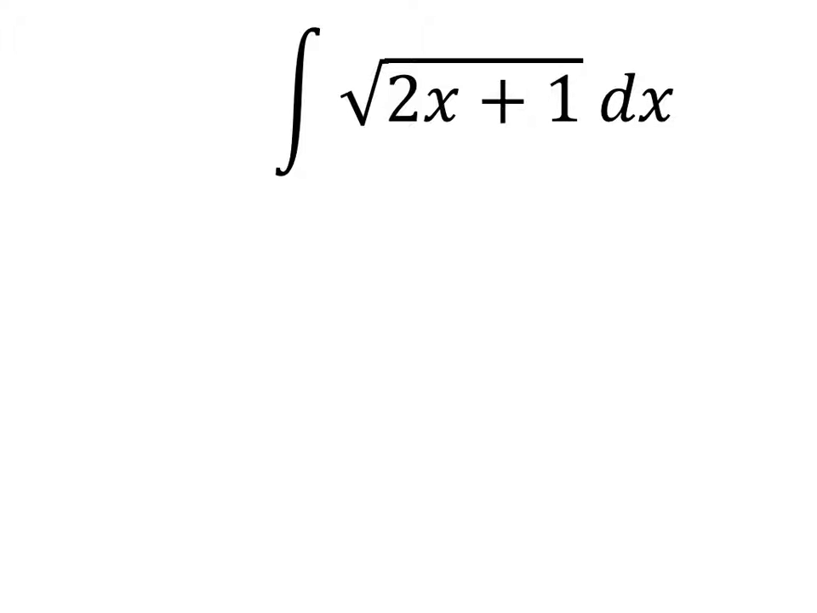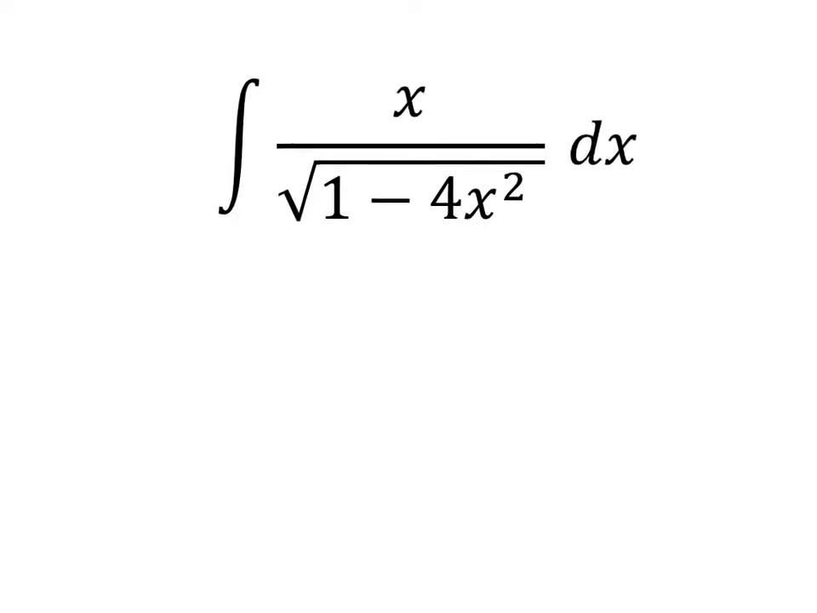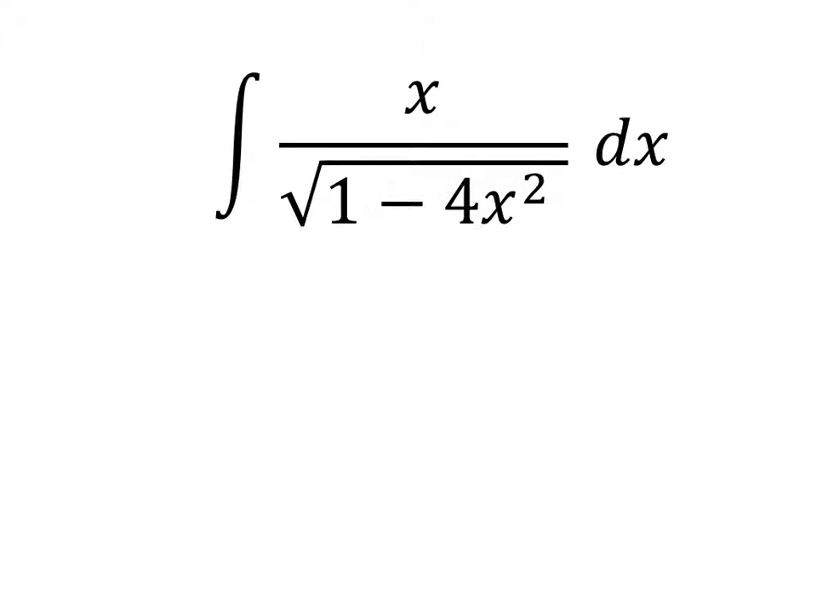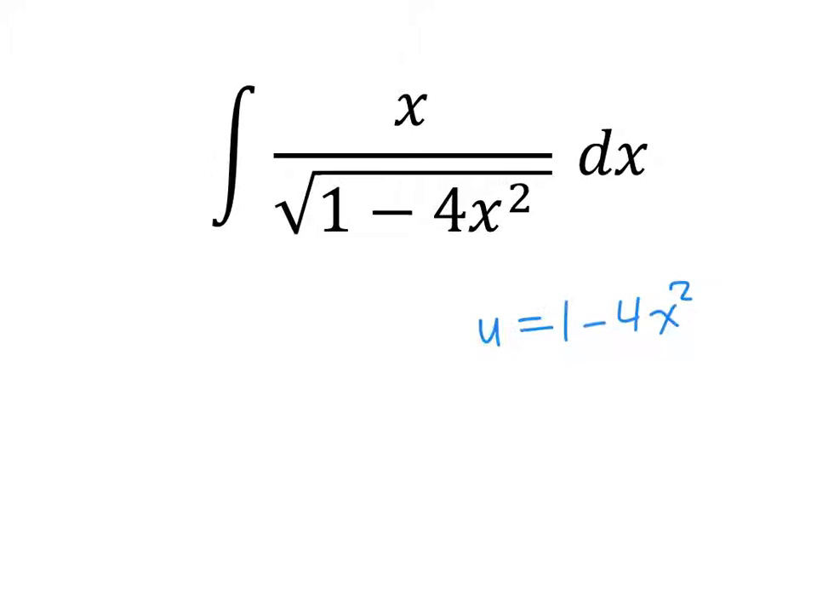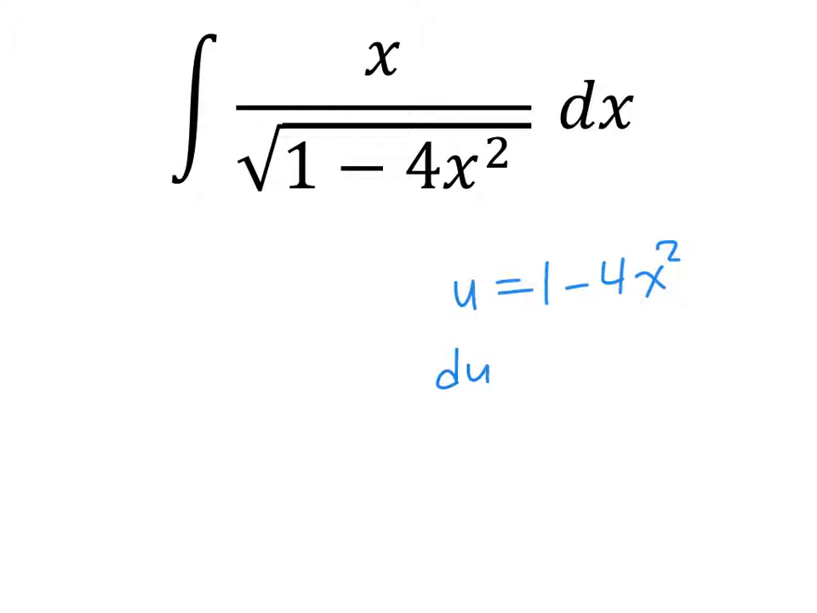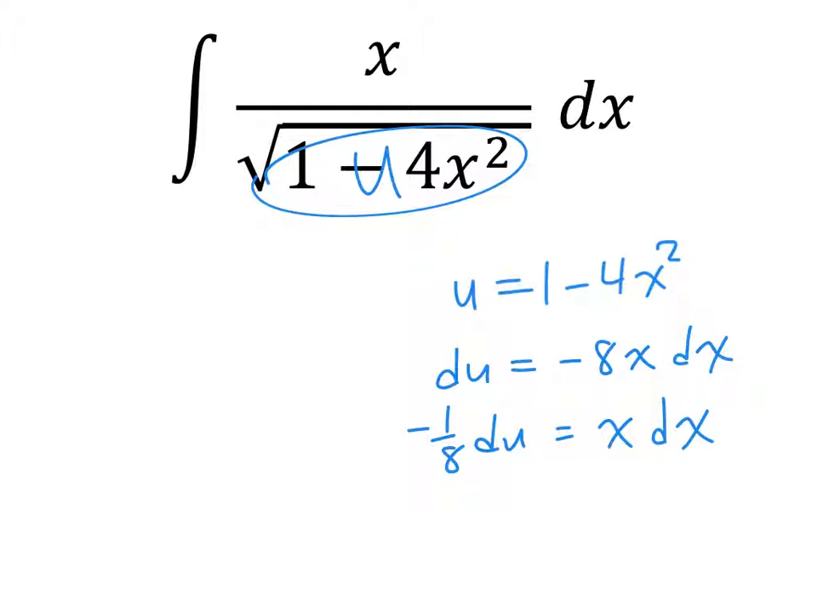This one's too easy because you don't need du dx for this one. This one. Can we go back? u is 1 minus 4x squared. du is negative 8x dx. So that is negative 1/8 du equals x dx. Okay, when we substitute in, this part is u. This part is negative 1/8 du.